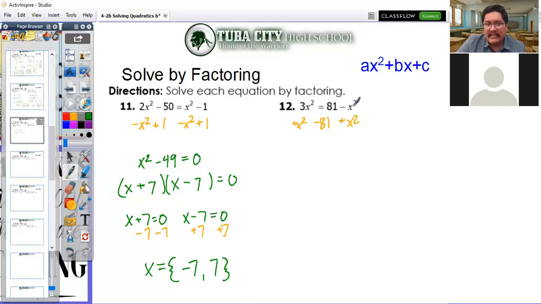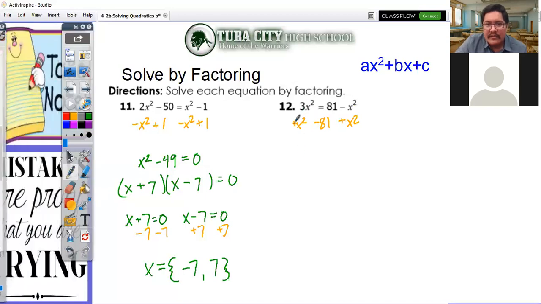So that's going to make this whole side equal to 0. So 3x squared plus 1x squared is going to be 4x squared. And again, I minus 81 from both sides, which is going to cancel it from this side, so there's nothing left on the right side. Now it looks again that we have come out with another difference of squares. So 4 is a square number, 81 is a square number. A difference means that they're being subtracted, so I can go ahead and set this up.